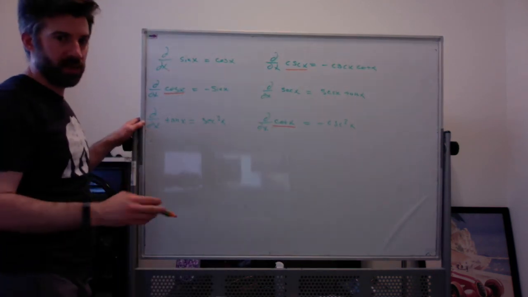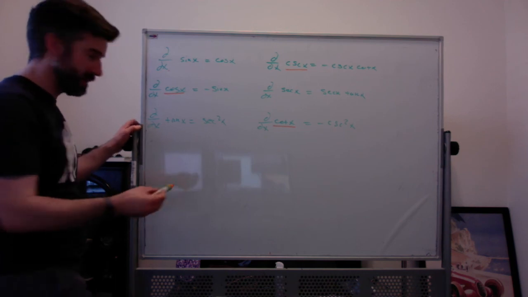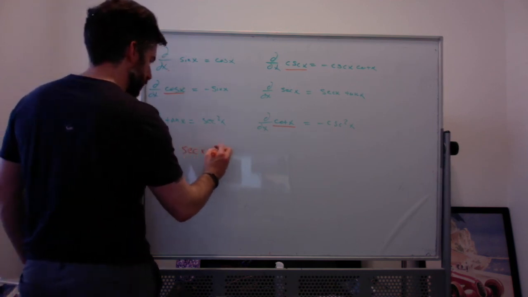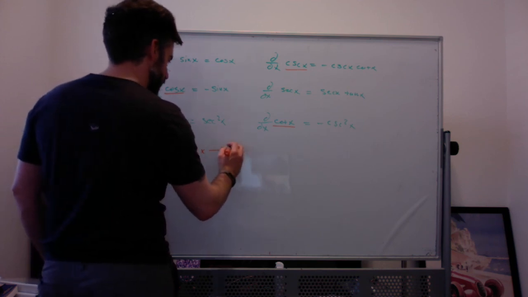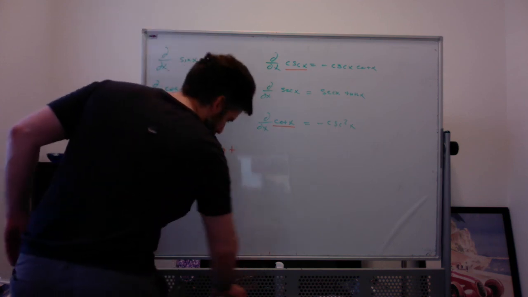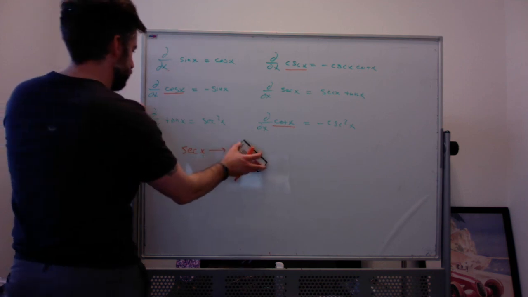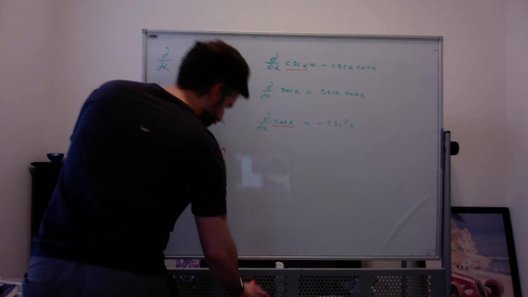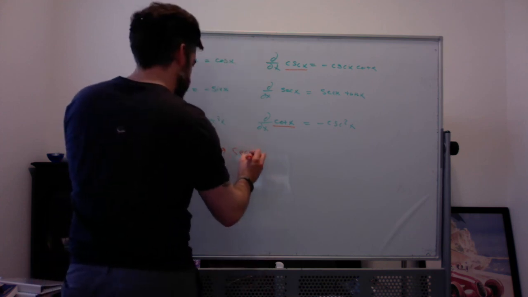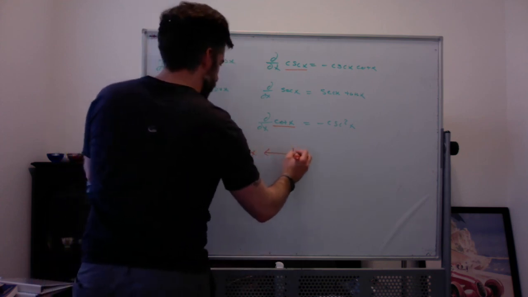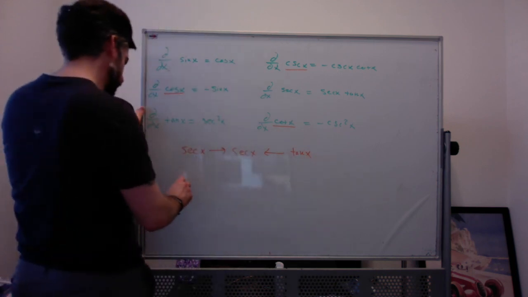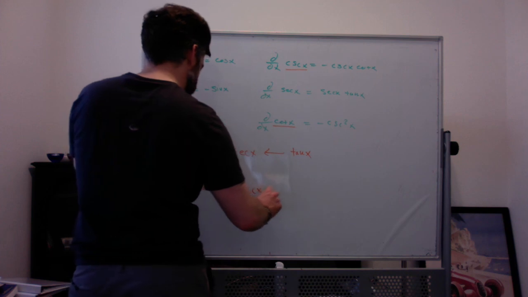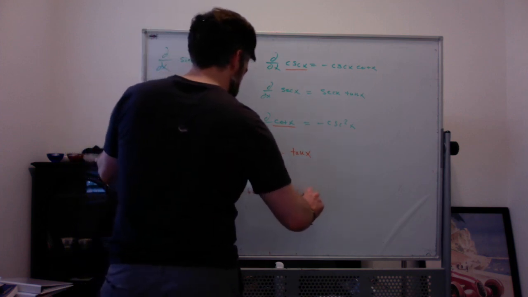The last thing I want to say, which is what a student showed me one time, is they did this little picture where they have secant x with a right arrow and then tangent. Secant x goes to secant x tangent x. And they did the same sort of thing with cosecant x going to negative cosecant x cotangent x.